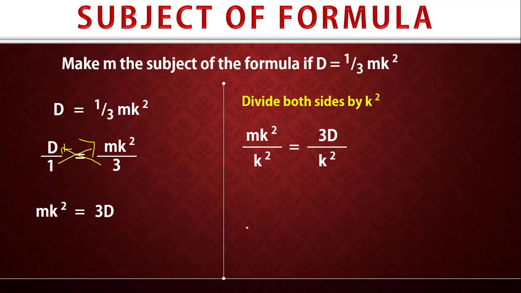In this, that means at the left hand side k square will cancel out k square, and we have only m left at the left hand side. So we now have m equals 3d over k square. So making m the subject of the formula, we have m equals 3d over k square. Let's look at example 4.